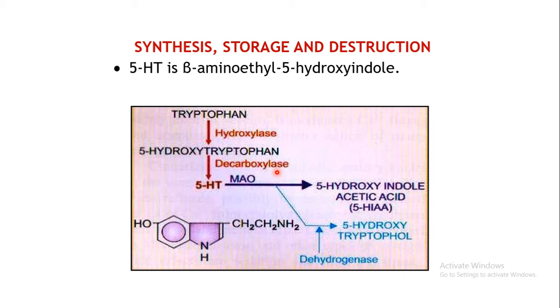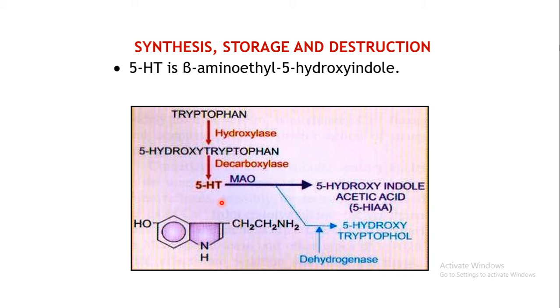An amino acid has a carboxy terminal also, a COOH group is there. That group is removed with the help of the enzyme decarboxylase, and this 5-hydroxytryptophan gets converted into 5-hydroxytryptamine. That's how the serotonin is generated.